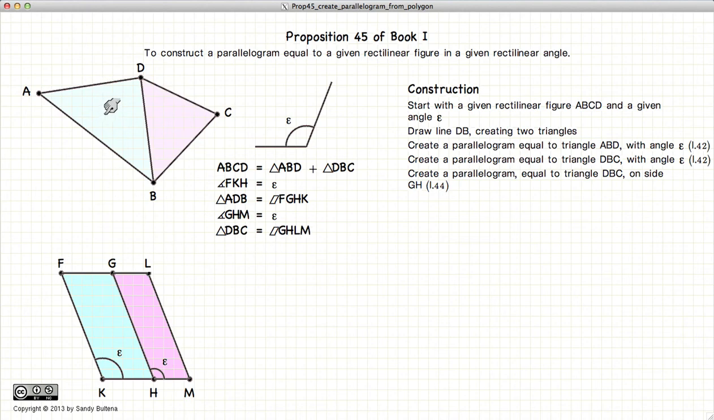So I now have that this triangle is equal in area to this parallelogram, and the pink triangle is equal in area to the pink parallelogram, and that this is a parallelogram. So how do we demonstrate that this in fact is a parallelogram and that the areas are as I said they are?